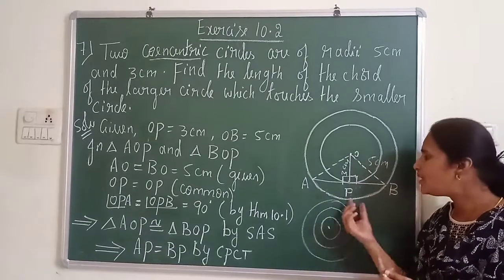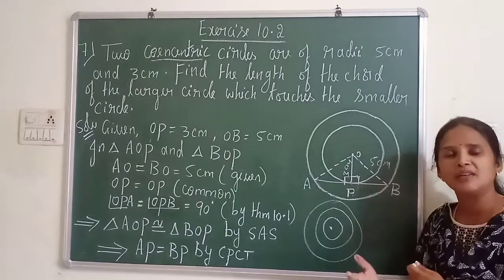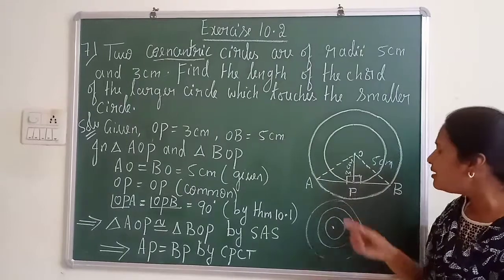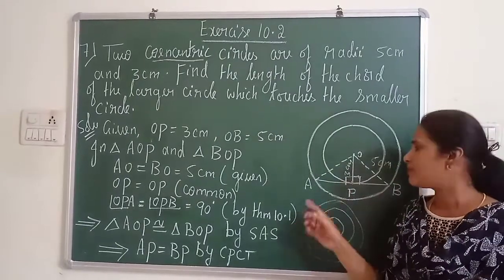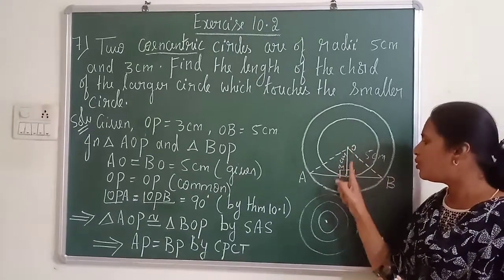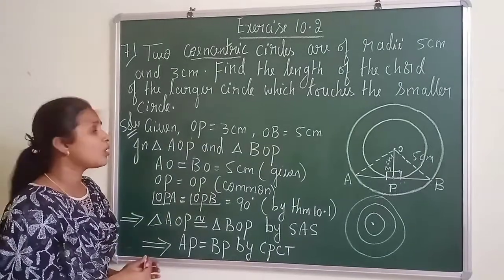How can you tell that AP and PB are equal? I have to prove that. Without proving, we can't tell that AP and PB are equal. So for that, let me use the congruence concept. You can see AOP and BOP are the two triangles. Now let me prove that these two triangles are congruent.